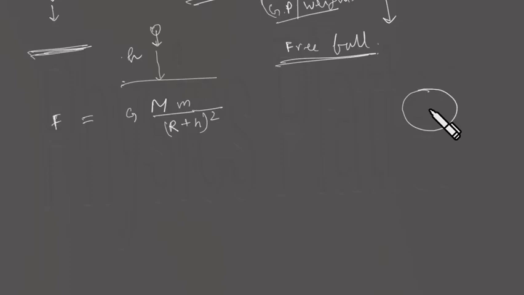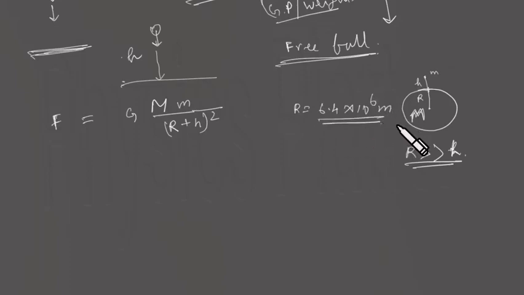If this is the earth, this is the radius of the earth, and the body is falling from some height h. Mass of the body is m, mass of earth is capital M, let's say. Now remember that r, the radius of the earth, is much greater than the small height of a building. That height might be 20 meters, 30 meters, even 100 meters, but the radius of earth is given as r equals 6.4 into 10 to the power 6 meter. Remember that, which is a huge number compared to the height of some building or some tree.